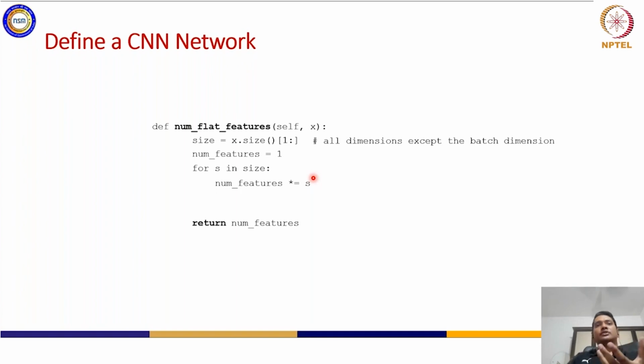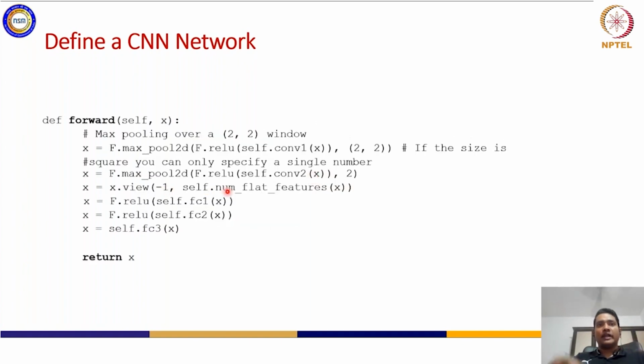You can use the flatten function instead of the view that I have used here to flatten the input tensor into a one-dimensional tensor. But since, as you can see, it depends on the batch size, view is very flexible, more than the flatten function.